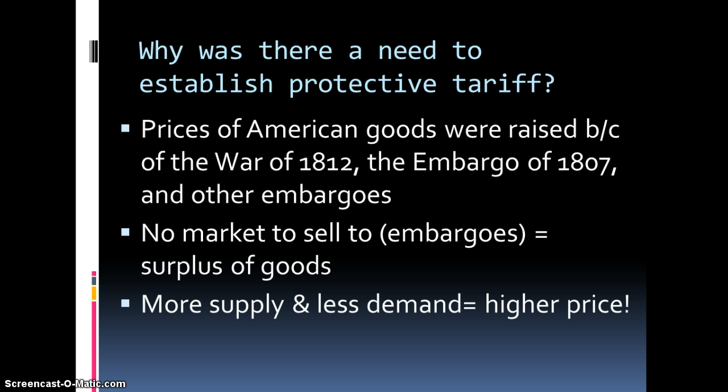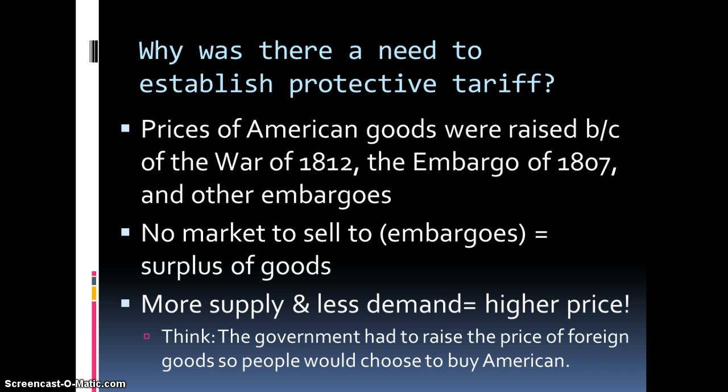When you have more supply, you're holding more and more of your product in your storehouses, and less demand, nobody's wanting it, that means you have to raise the price so that the few people that do want it can help offset the fact that you're losing money. Well, that's not something anybody wants. So think about it. The government had to raise the price of foreign goods so that people would buy those American goods that are sitting around, and they wouldn't buy goods from foreign countries.